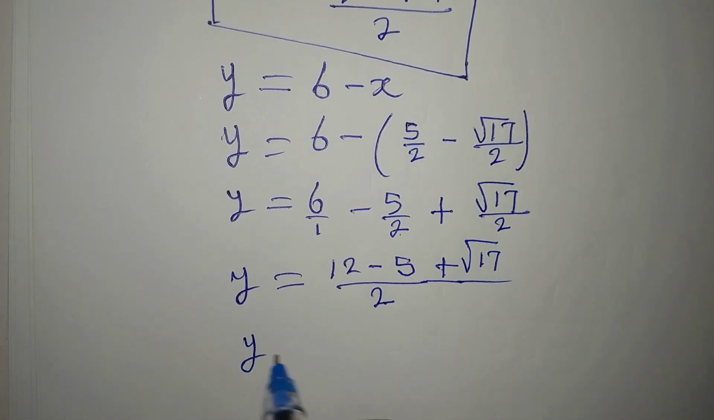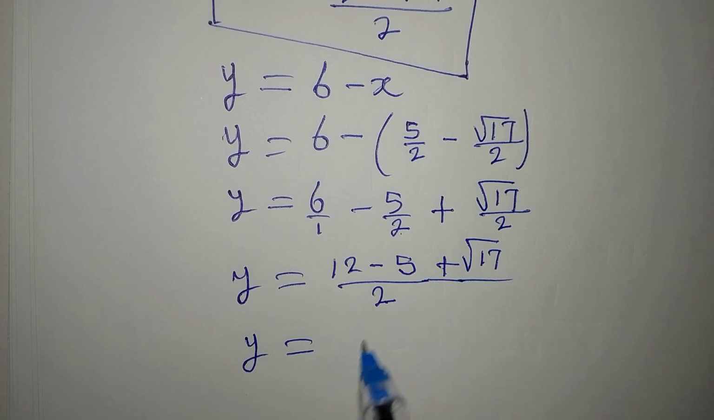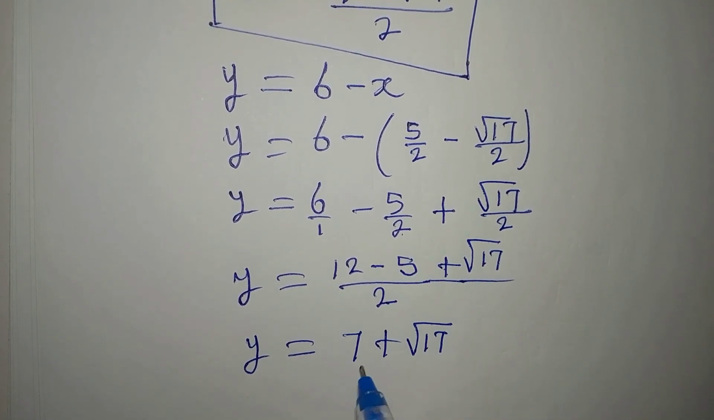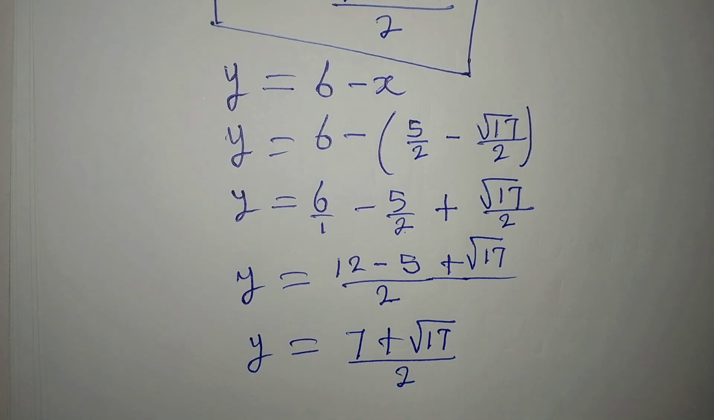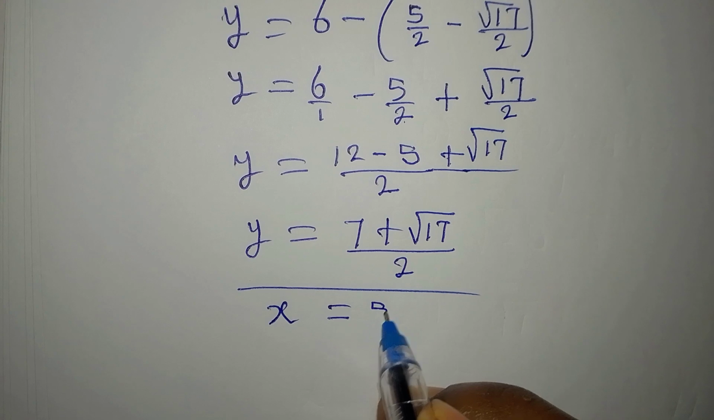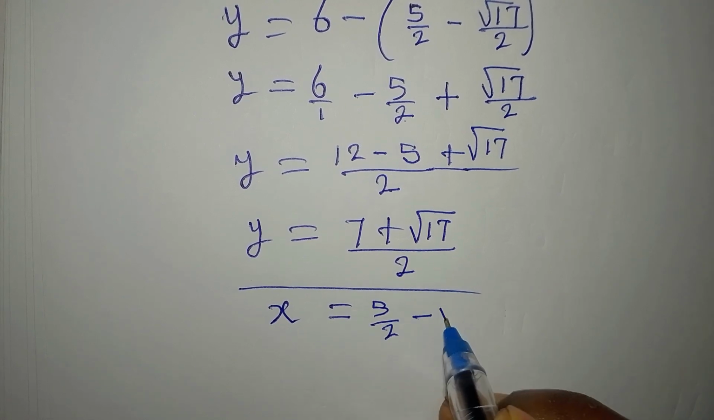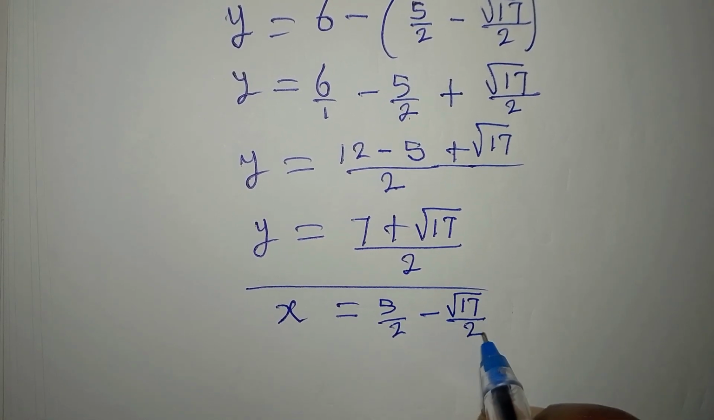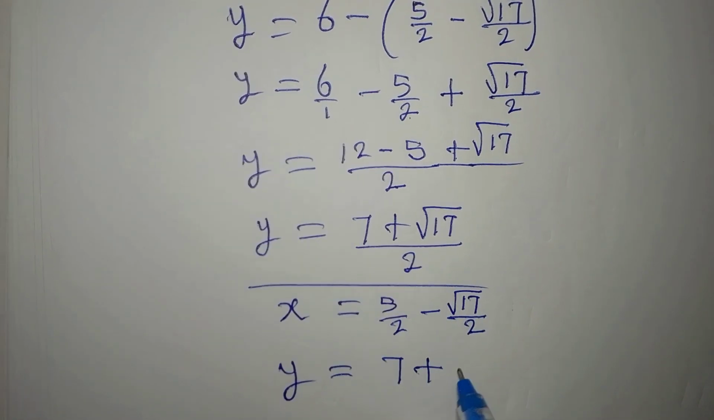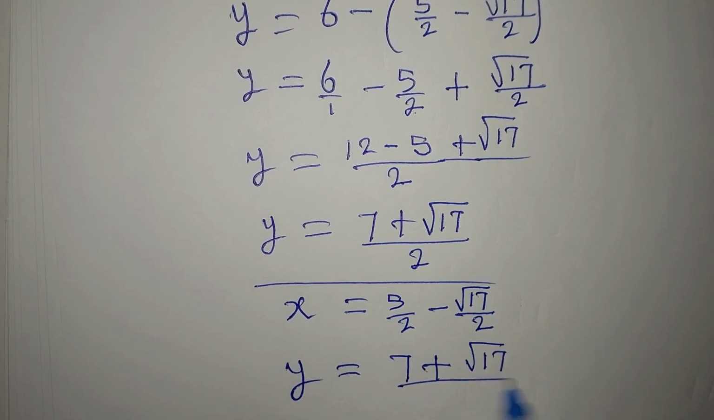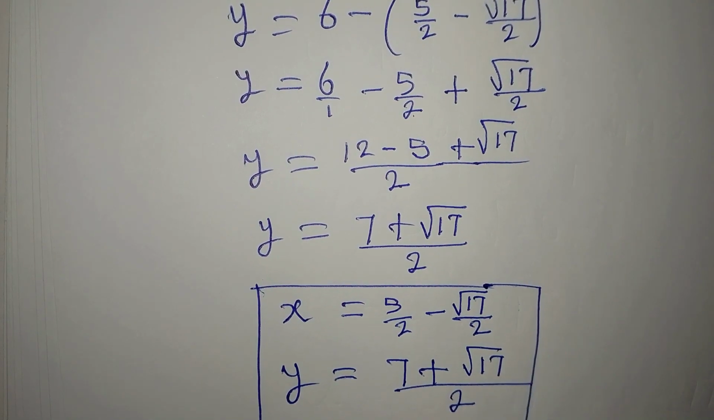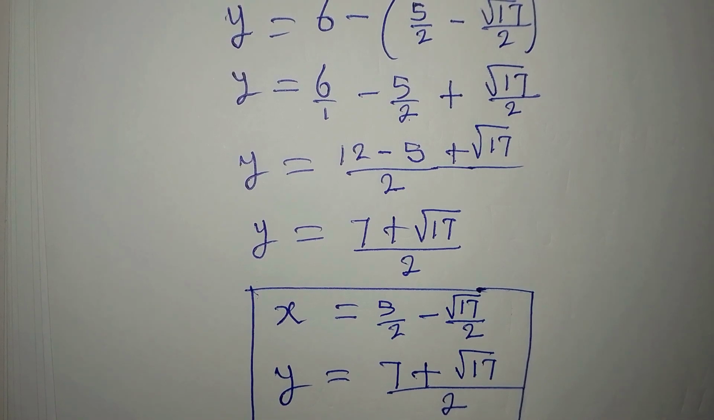So our y is 12 minus 5, that will be 7, then plus square root of 17 as we divide everything by 2. This also means that when x is equal to 5 over 2 minus square root of 17 over 2, y is equal to 7 plus square root of 17 over 2. So by this we have solved the problem completely.